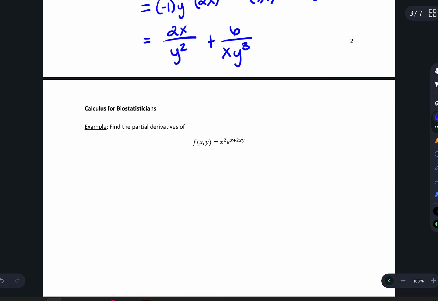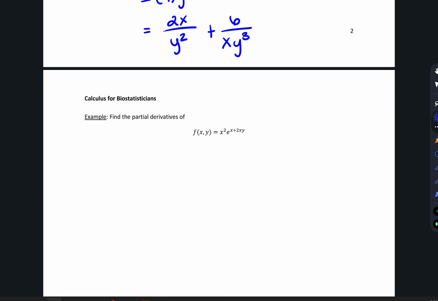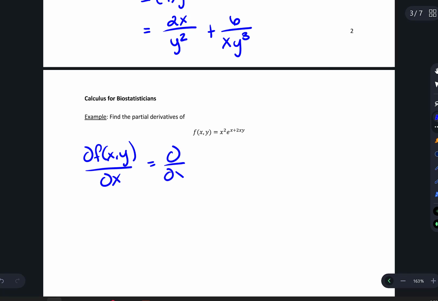All right. So let's look at another example. Again, we're going to find the partial derivatives of this function. The first one we're going to find is the partial derivative with respect to x. And so this is going to be equal to the partial derivative with respect to x of x squared e to the x plus 2xy.